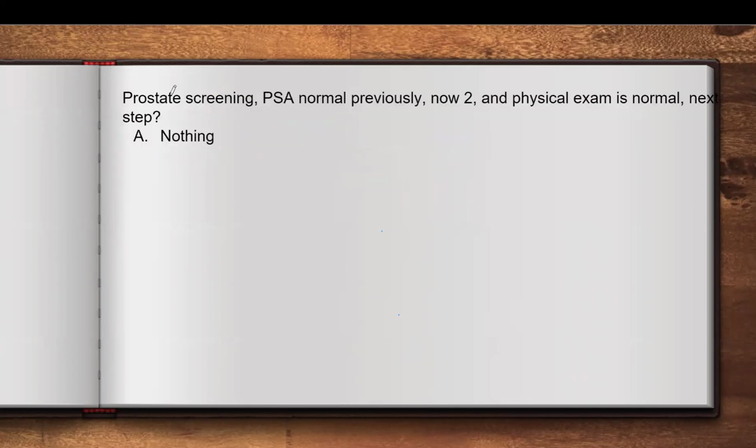So next question is prostate screening. PSA is normal previously. Now it is 2. Physical exam is normal. What is next step? Again, we have one option which says nothing. So what do you think here?